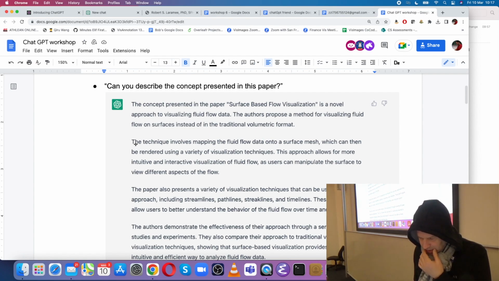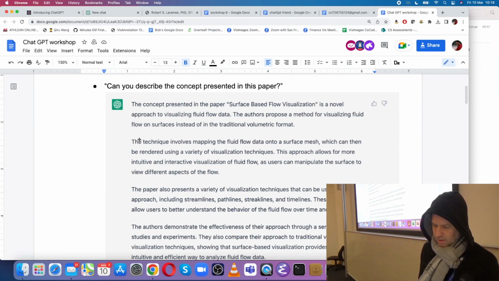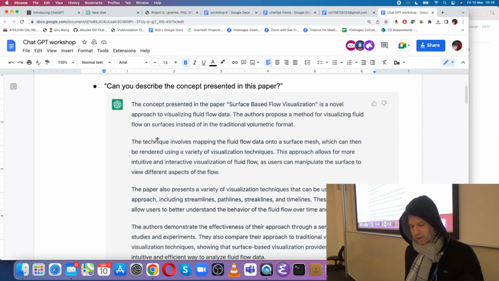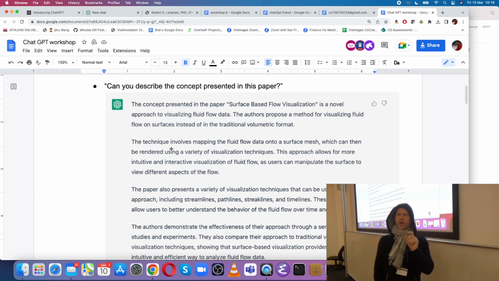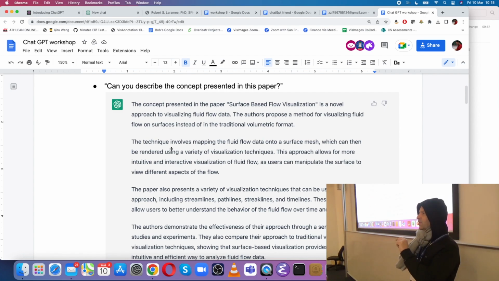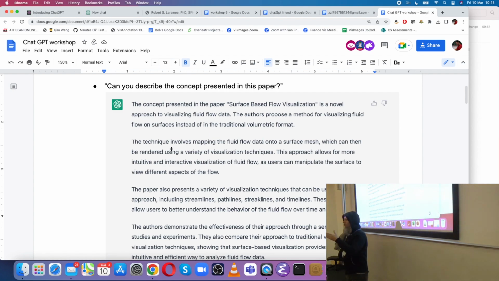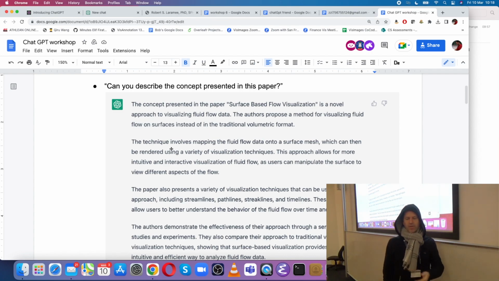Oh, I think I understand why it's saying that. So this part's correct. This part's correct. I think what it's saying here, okay, this would be correct if we altered the text. What if you ask the question, what is surface-based visualization? This would be the correct answer. So it's answering a different question. If we change the text a little bit to say something like, surface-based visualization is the following, then that would be correct.